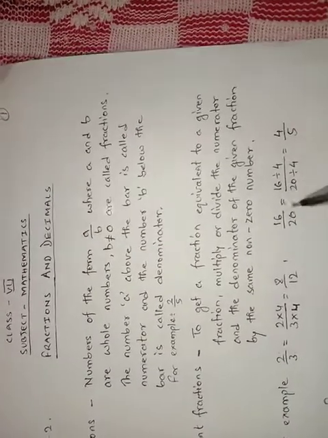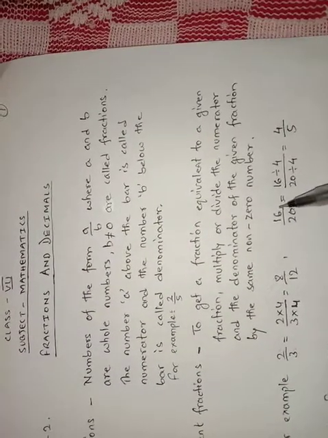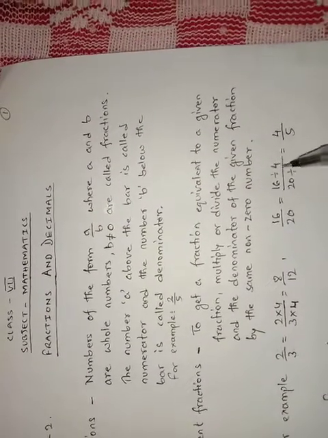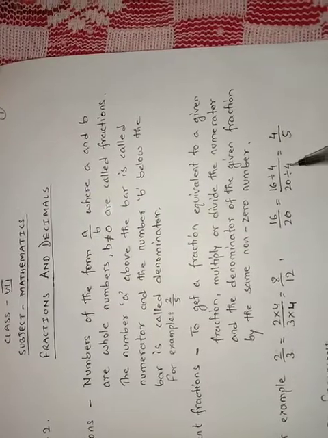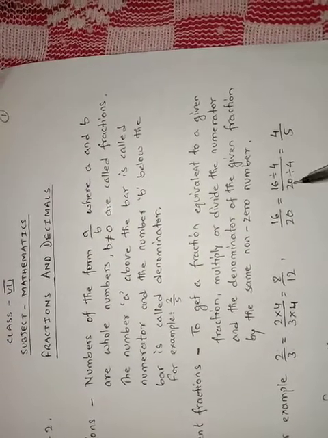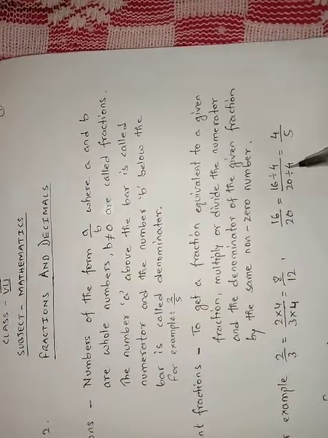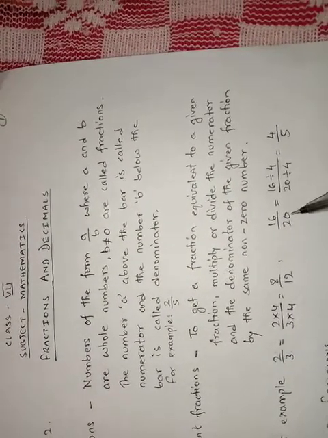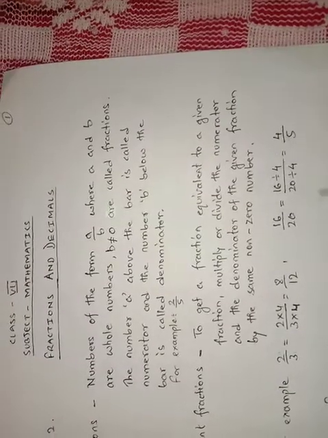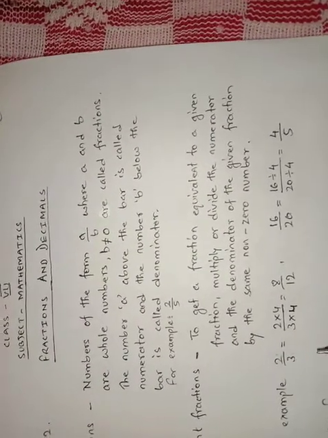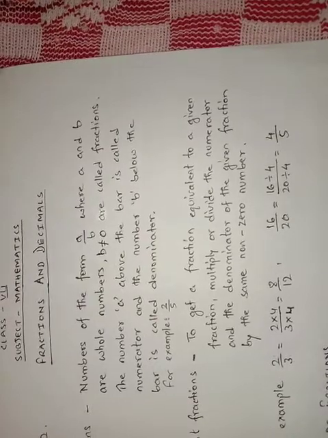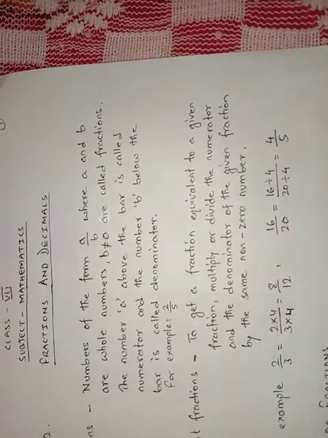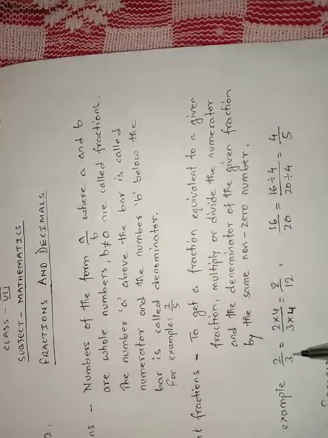In the same way, here is another example, 16 by 20. We have divided 16 by 4 and 20 by 4. That is, we have divided the numerator and the denominator both by the same number, that is 4. We get 4 by 5. So this 4 by 5 is an equivalent fraction to 16 by 20. That means to get a fraction equivalent to a given fraction, either you can multiply or divide the numerator and the denominator of the given fraction by the same number.